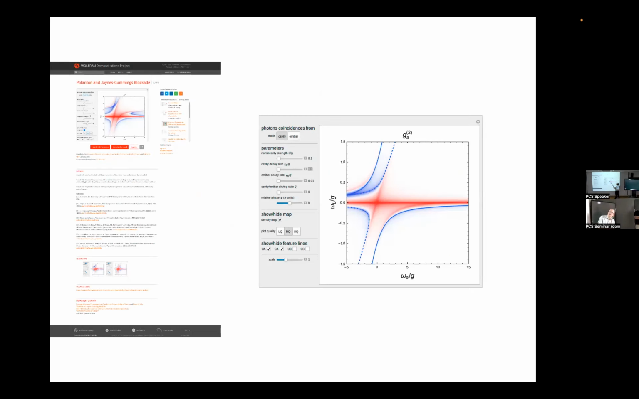Okay, but here there is no two-level system. Here it's a harmonic oscillator. Harmonic oscillator. Yeah.